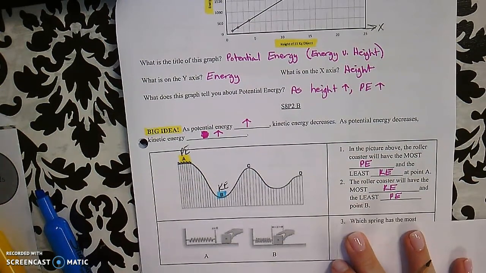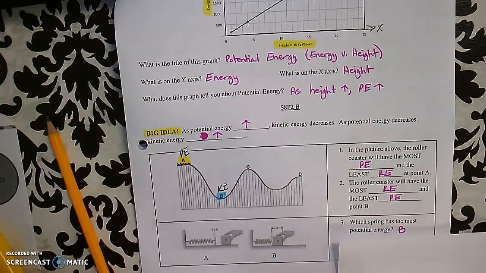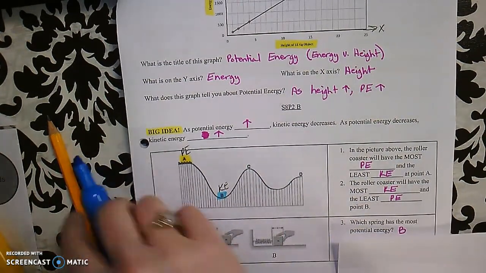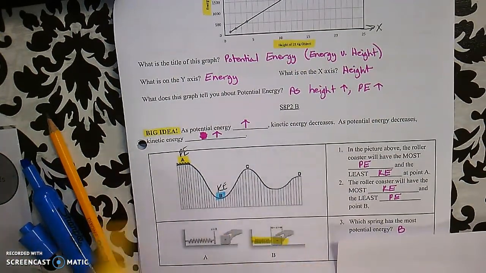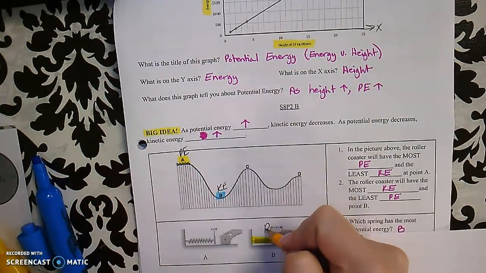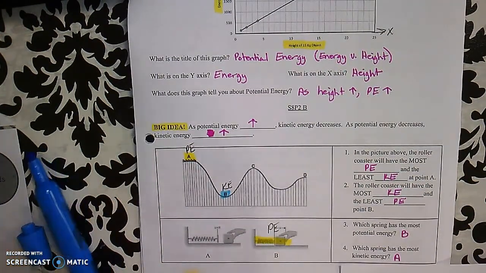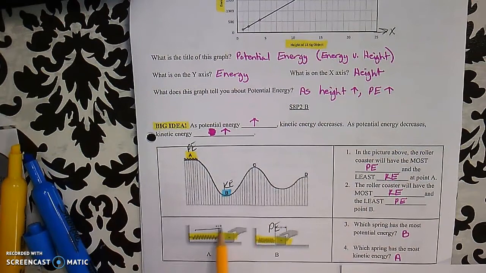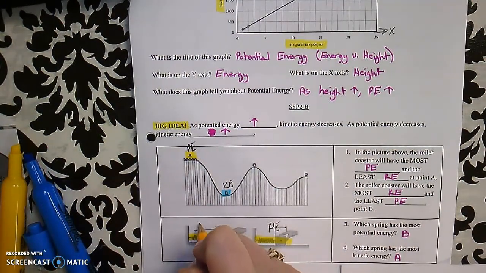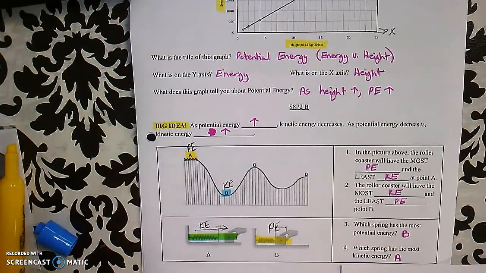Number 3, which spring has the most potential energy? When it's pulled out or when it's squished in? And that's going to be answer B. So this is the most potential energy here in this picture. And it has the most kinetic energy at point A. That's when it's moving the most. Let's draw an arrow to show movement, and that's the most kinetic energy at that point.